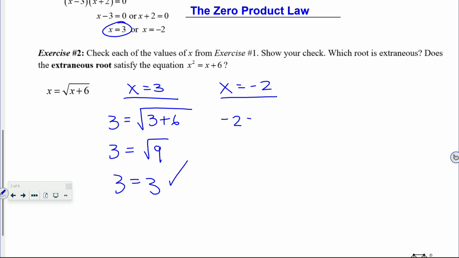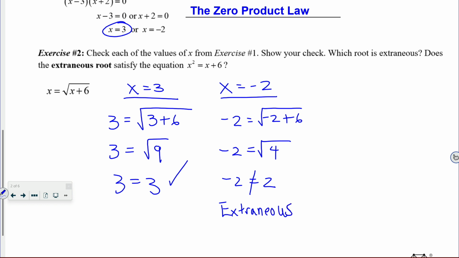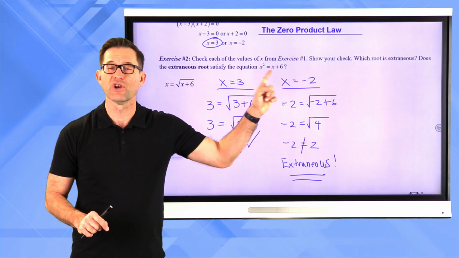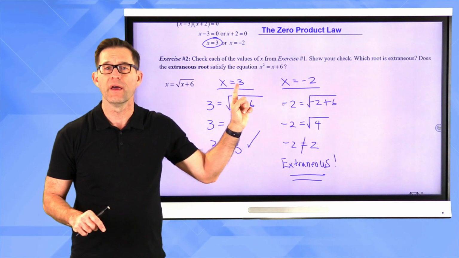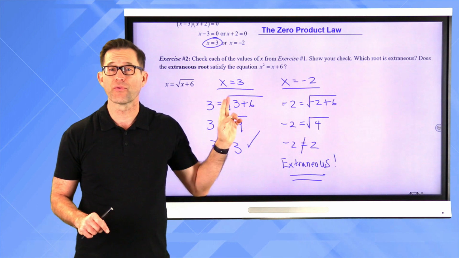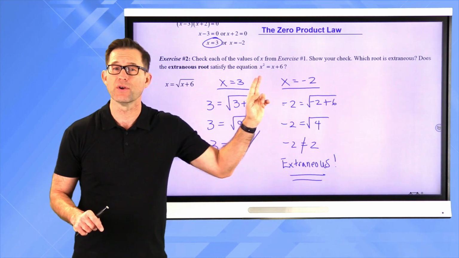So now I've got negative 2 is equal to the square root of negative 2 plus 6. Negative 2 is equal to the square root of 4, and negative 2 is equal to 2. No. So that is extraneous. All right. Now, I promise you x equals 3 will check in that. In fact, we could do a really quick check. 3 squared is 9, and then 3 plus 6 is also 9. So 3 certainly does check in this equation.